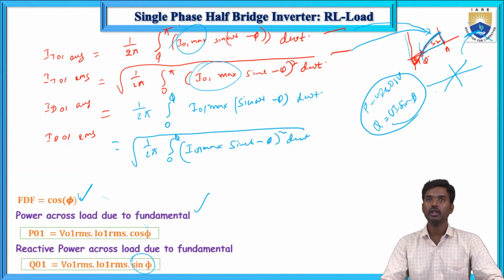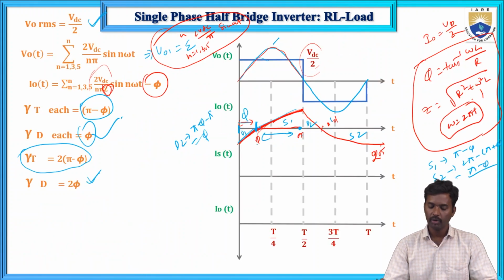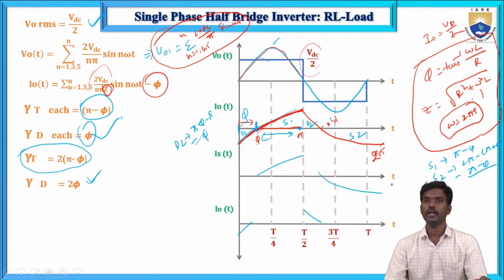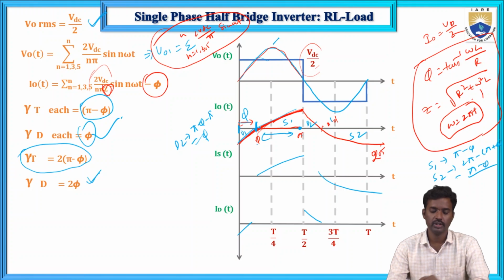So now here what is the conclusion? For any type of load, the output voltage is constant. For any type of load, output voltage is constant.